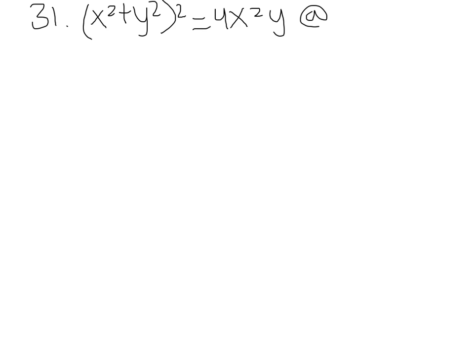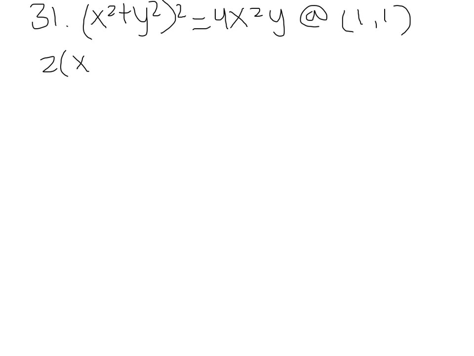Okay, so the first problem we have is number 31, and we're going to have an implicit differentiation. So our problem is going to be (x squared plus y squared) squared equals 4x squared y at the initial condition of 1, 1. So once we do chain rule on the left-hand side, we are going to bring down the 2.